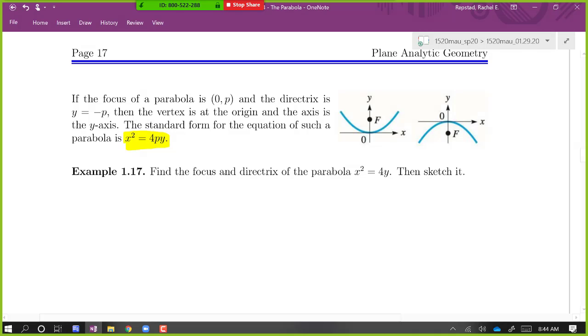So when we look at an equation, first of all, we can tell it's a parabola because one variable is squared and the other is not. There's just a single squared variable. We can tell which way it opens based on which one is the squared variable. So if it's an x squared, that opens vertically, up or down, and if it's a y squared, that opens horizontally, left or right.